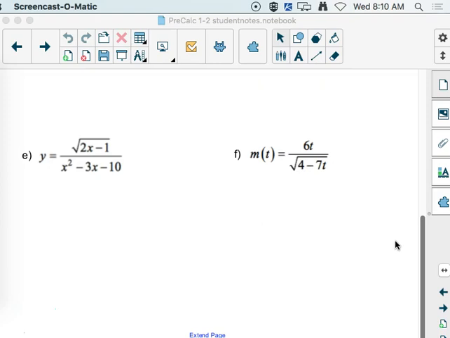So determine if a function is continuous or discontinuous, and the type of discontinuity. Is it removable? Is it non-removable? Is it a jump? Is it infinite? Is it a hole? What is it? We'll talk about some of that today. Determine where a function is increasing, decreasing, or constant. Definitely my hope that we get there today.